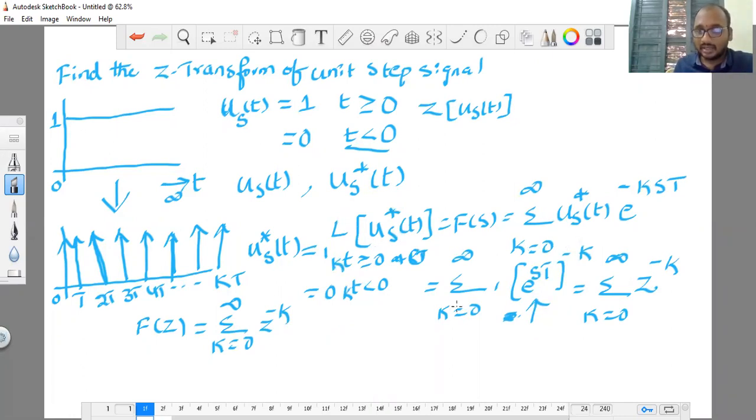Finally, next you substitute z equal to e power st to get the z transform. Next, the f of z of the unit step signal is sigma k equal to 0 to infinity z power minus k.